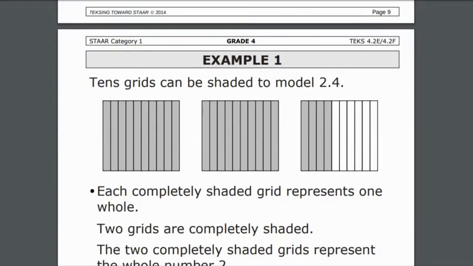Here are 10 grids and they can be shaded to model 2 and 4 tenths. So you see that they have shaded in 2 complete grids. That will represent the whole number. And then you have 4 tenths. There's 10 pieces. It's like a fraction, really, and 4 of them are shaded. So if you want to show a whole number, the entire grid has to be shaded.